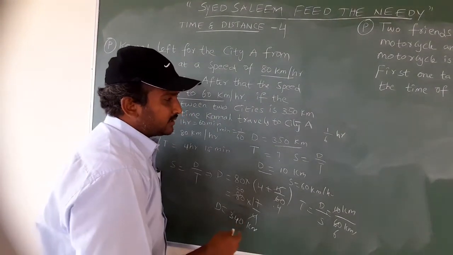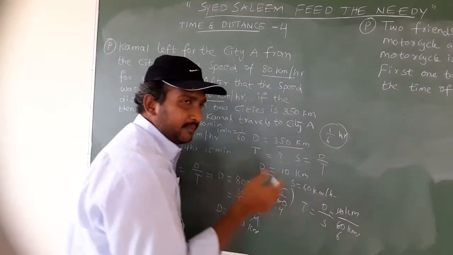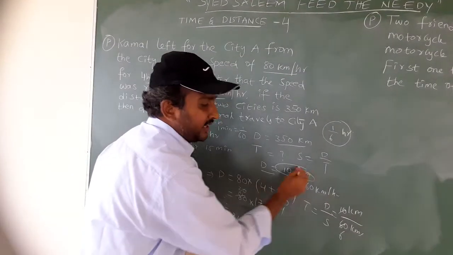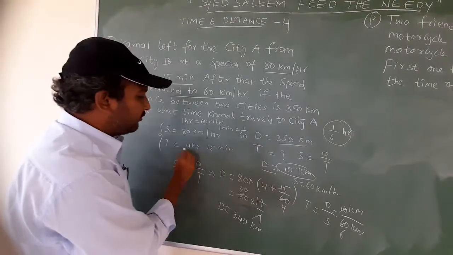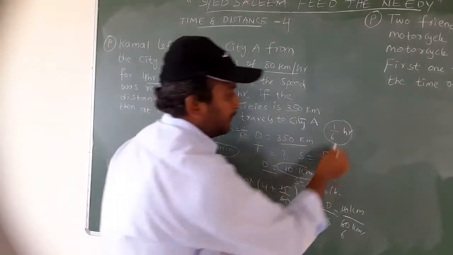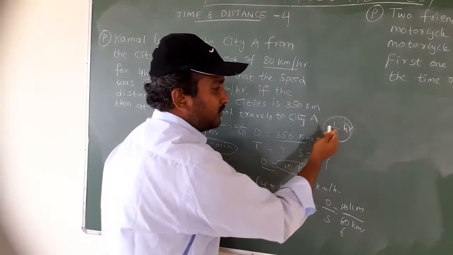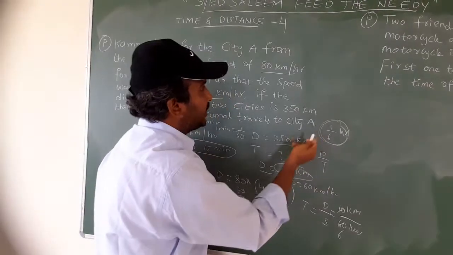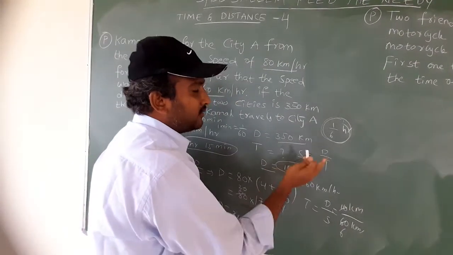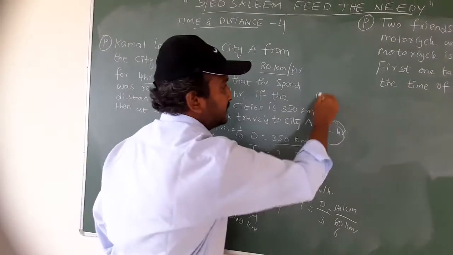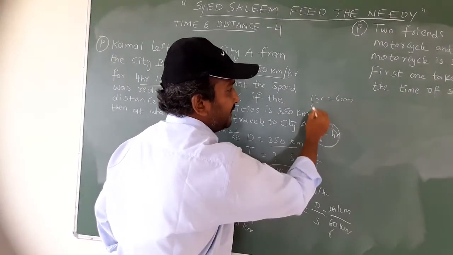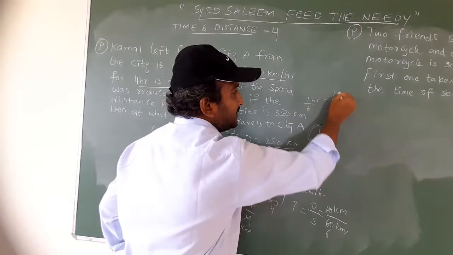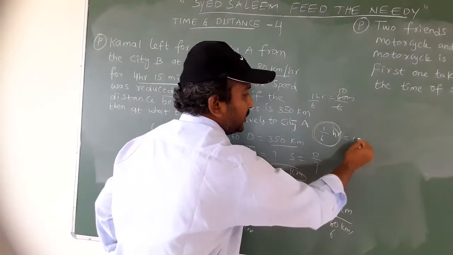Now, 1 by 6 hour is the time required to cover 10 km here. But they have asked to find the total time, 4 hours 15 minutes plus 1 by 6 hour. We have to convert this into minutes. 1 hour is equal to 60 minutes. So 1 by 6 hour means 60 divided by 6, which is 10 minutes.